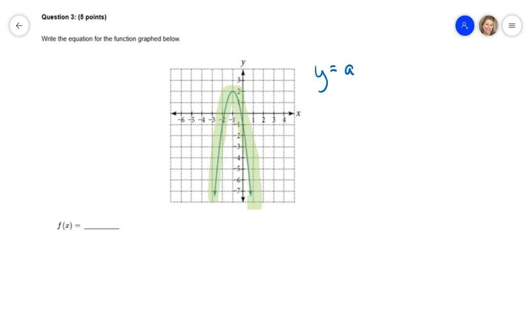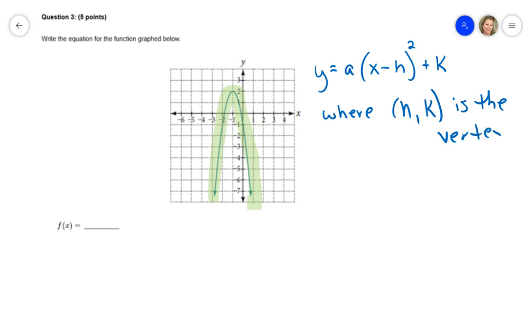Y equals a times x minus h squared plus k, where h, k is the vertex. And the vertex of this parabola, let me erase my highlighter here, is this point right here. I'm going to use a different color, about bright yellow. That point right there, and that point has the coordinates of -1, 2.